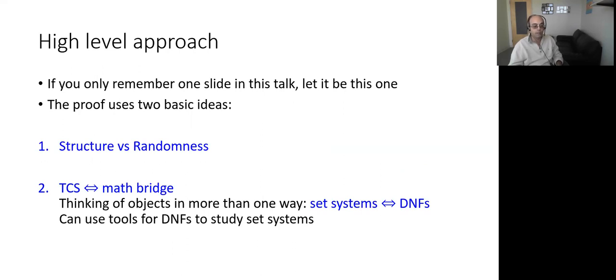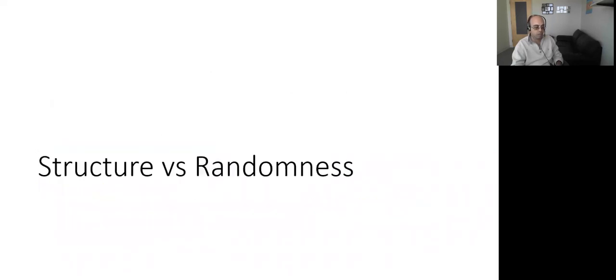More concretely, what we're going to do is say, well, set systems have this equivalent viewpoint as DNFs, disjunctive normal forms. And this would suggest that we might be able to use tools that we use in TCS to study DNFs in order to study set systems. So we'll get into that later. There was one place where having this dual view was very, very useful. So let's start with the structure versus randomness.